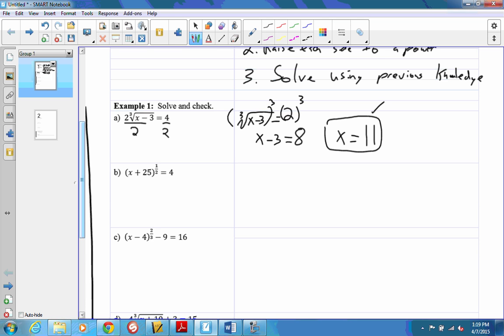So let's check this. Plug in 11. What is 11 minus 3? 8, okay. What is the cube root of 8? 2. So then 2 times 2 is 4. So does this solution work? Yes, you can put a little check mark, you can write solution, plus next to it or something. Just make it clear that it works and that you checked it. I need to know that you checked them. And if you didn't check, I'll know because you're giving answers that don't work.